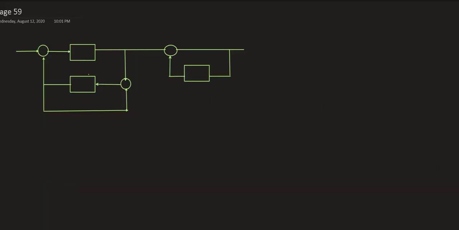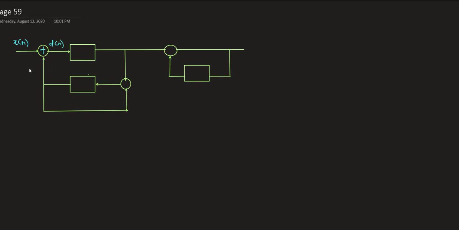So my input is given by x of n. That's a bit small. I can go for a bigger version, so I'll just zoom in on it a bit. Okay, good. Now this looks good. So let me start labeling these blocks.